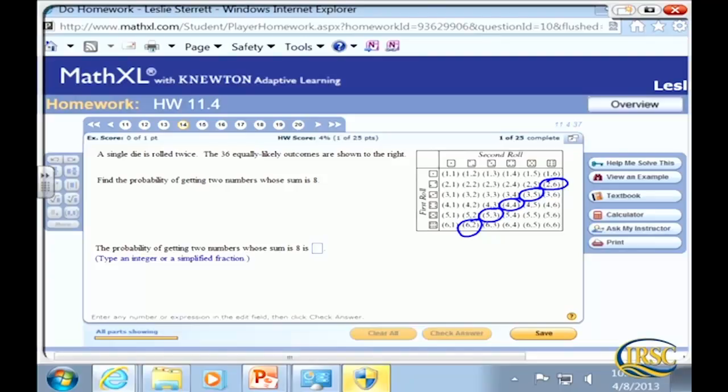All right, so how many times does this happen? 5 out of how many total possible outcomes? 36. Does this reduce? No, so you put in your answer as 5 over 36.